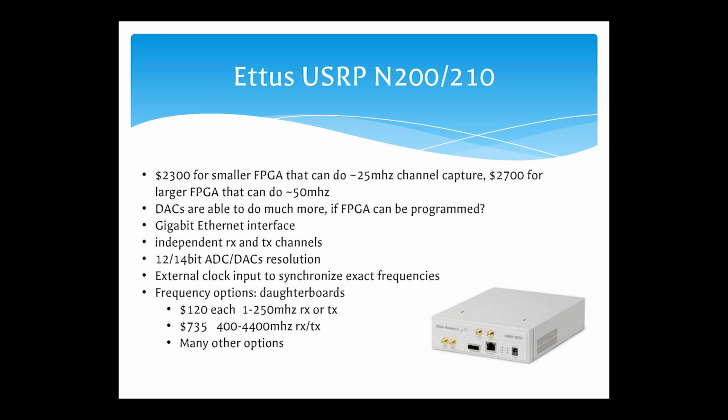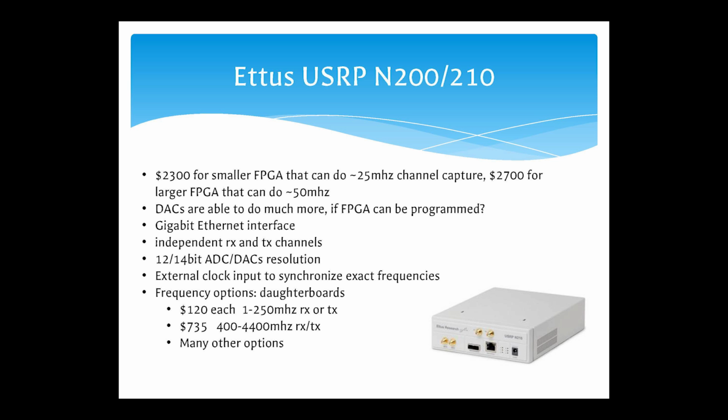The DACs or ADCs are 12 or 14-bit resolution. It has an external clock input to synchronize if you want to get the exact frequency. Most of these don't have excellent clocks. You need an actual GPS-controlled frequency generator if you really want to hit a frequency bang on. So those have those external inputs.